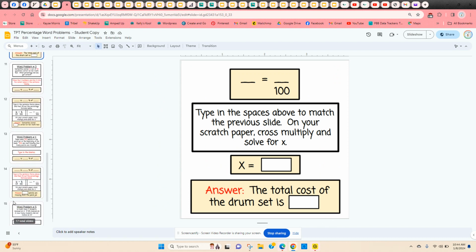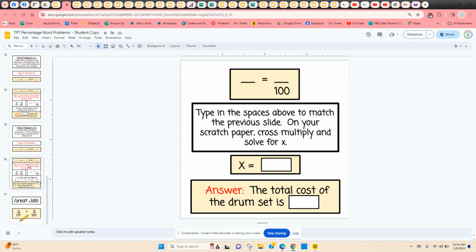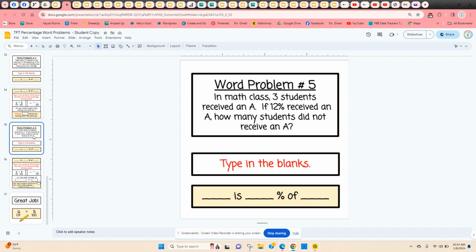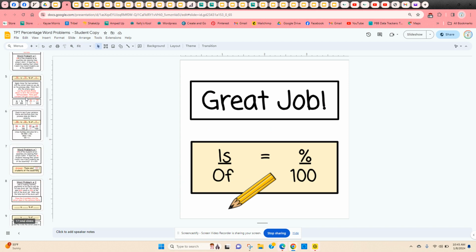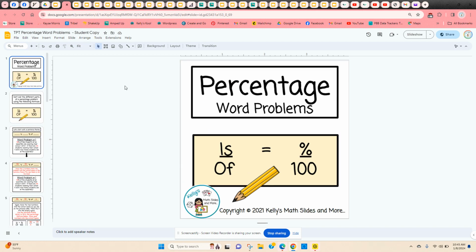So they're going to continue like this with all of the word problems. The last word problem is a little bit difficult. They have to read the question. What is the problem asking them? And then they're given a great job when they get to the end. So that is a digital lesson on percentage word problems.